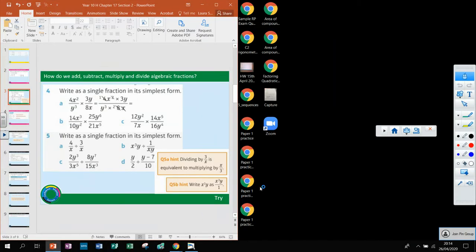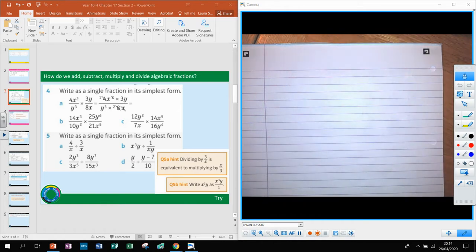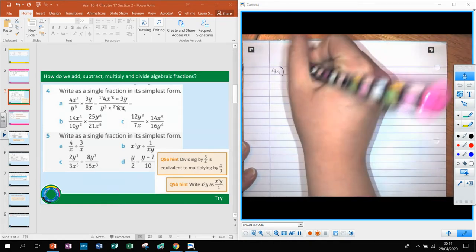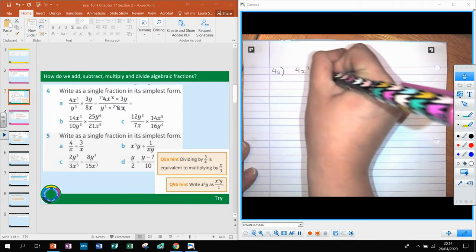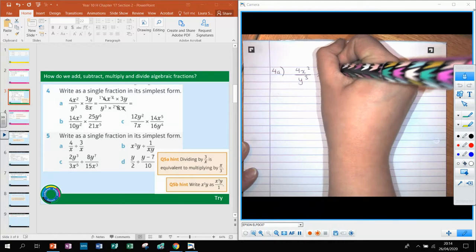Okay, guys, well done. Thanks for doing that. Let's take a look. There we go. If we're looking at question 4A, you'll notice that they've already started the question off for you. It's very nice. That's not going to happen in an exam. It only happens in your book.